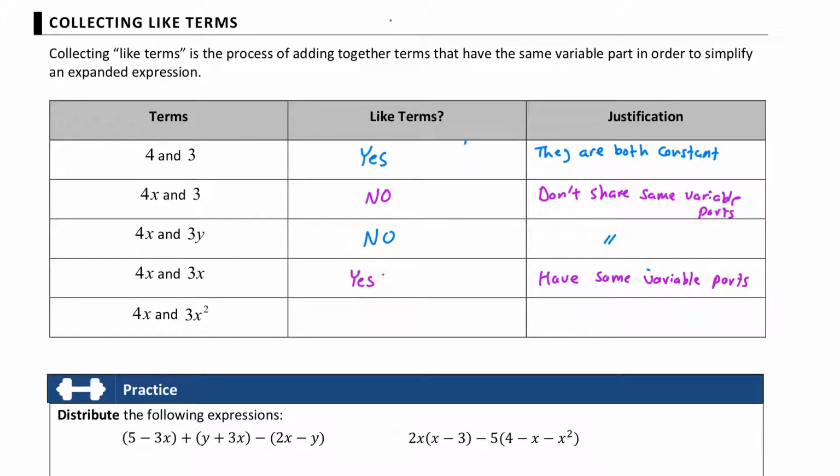And therefore the answer to the last one is that no, they are not like terms, because they don't have the same variable parts.